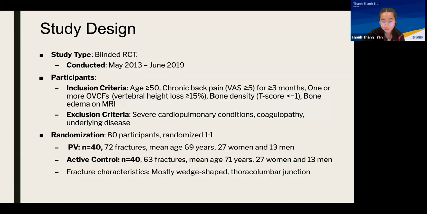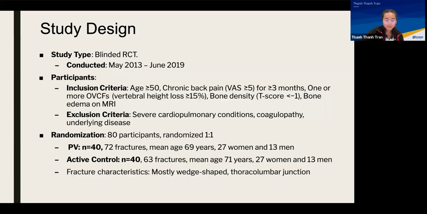As for participants' inclusion criteria, they must be 50 years or older. They must have chronic back pain with a VAS pain score of 5 or greater for 3 months or longer. They must also have 1 or more OVCF with a vertebral height loss of greater than 15%. They also must have bone density T-scores of less than -1, as well as bone edema on MRI. They were excluded from the study if they had severe cardiopulmonary conditions, coagulopathy, or underlying diseases.